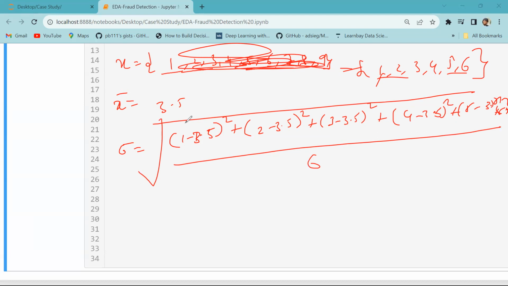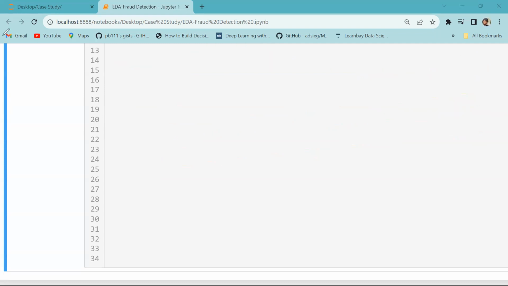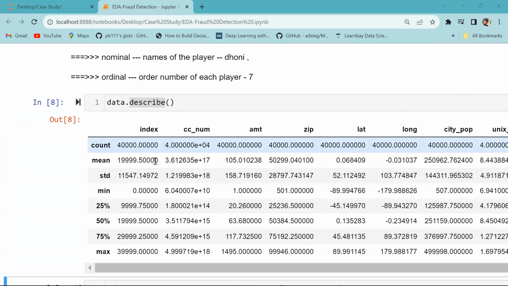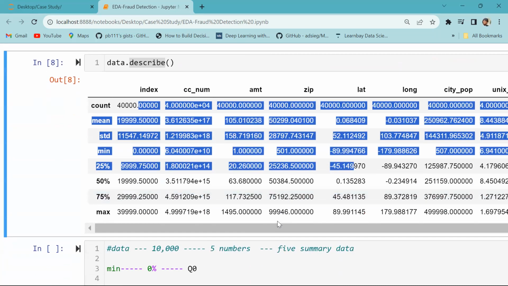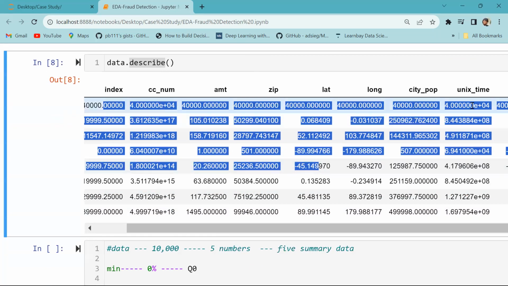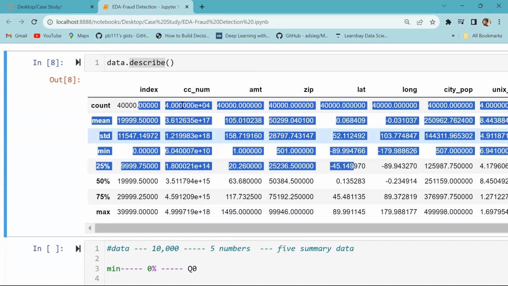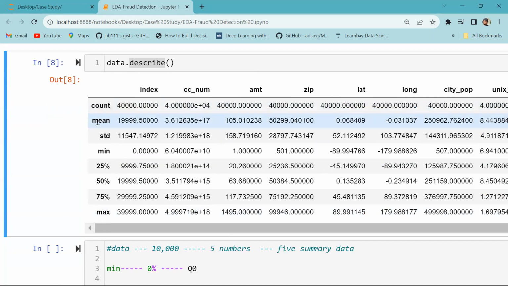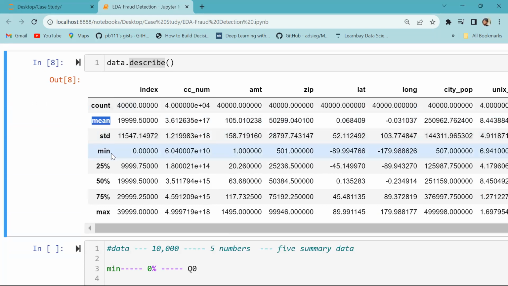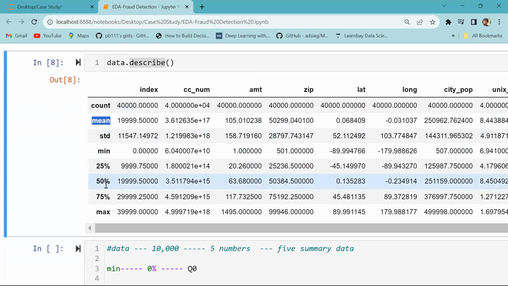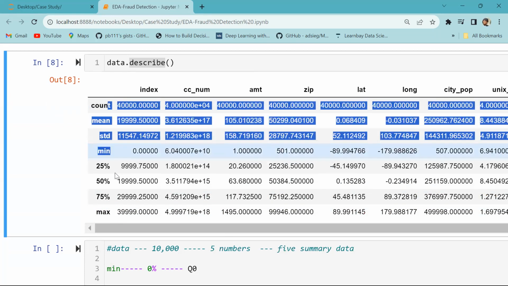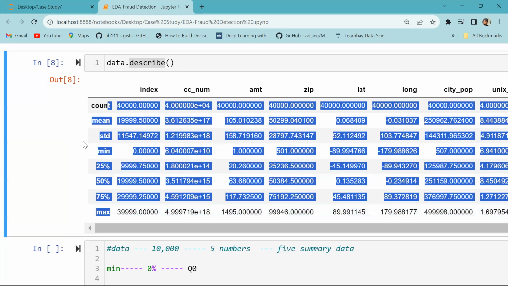So this is the formula for the standard deviation. That standard deviation formula is applied automatically in the describe function. So when we have numerical data, in your data set, for all the numerical columns it calculates the count, mean, standard deviation, min, 25 percentile, 50 percentile, 70 percentile, and max. Is there any confusion regarding these results?